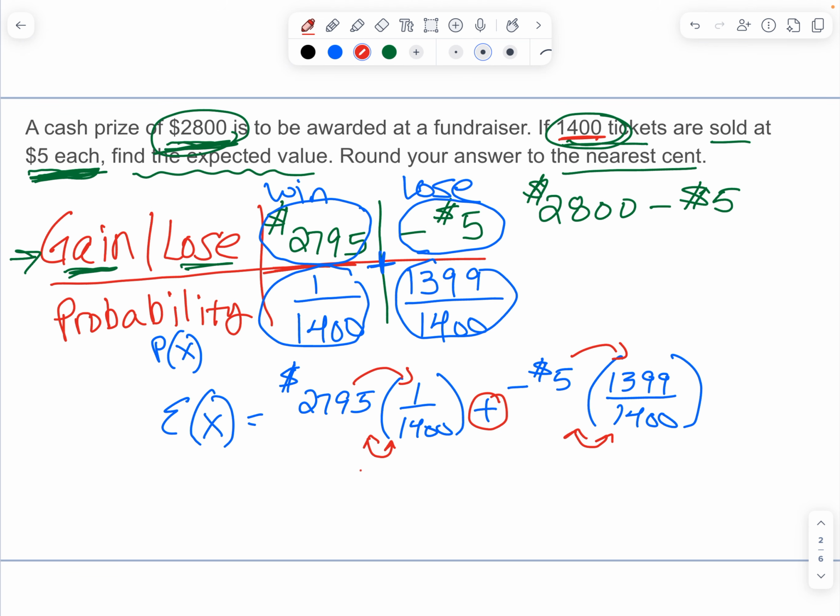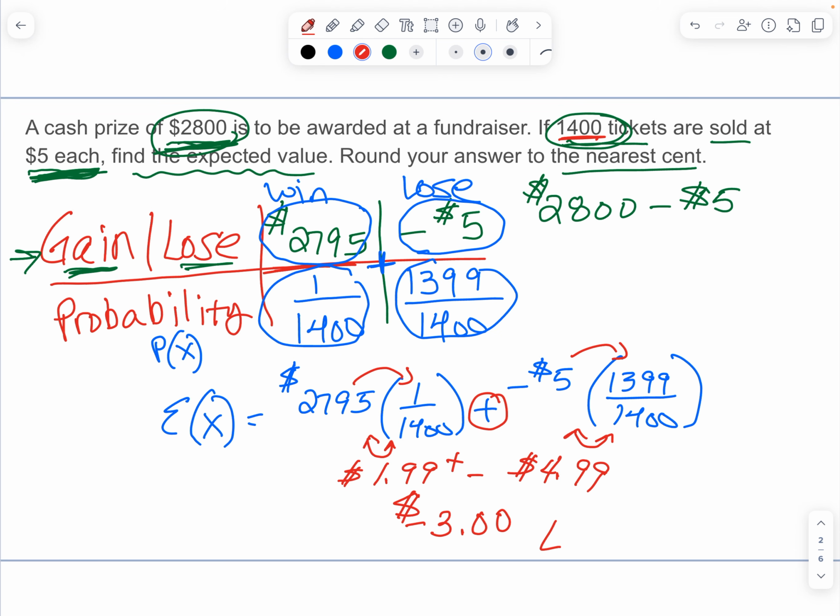So that turns out to be roughly $1.99. And then I'm going to take this negative 5 times 1,399 and then divide that by 1,400. And that's going to give me negative 4.99. And we're going to add these together. So if you have $1.99 and you take away $4.99, we are down $3. All right, so that's what our expected value is.